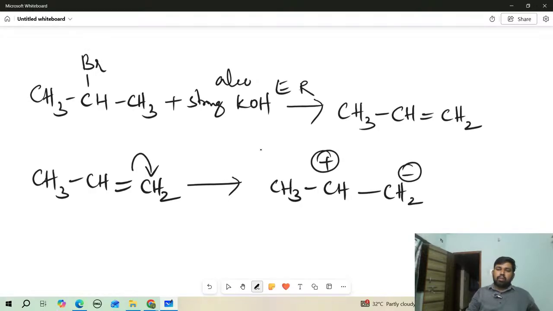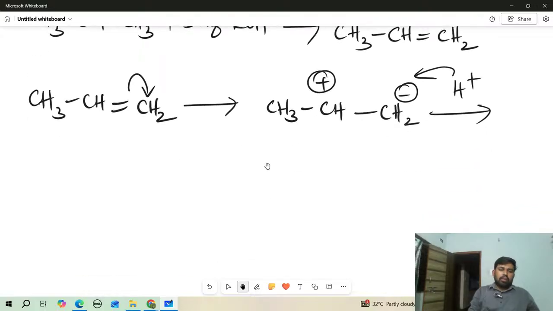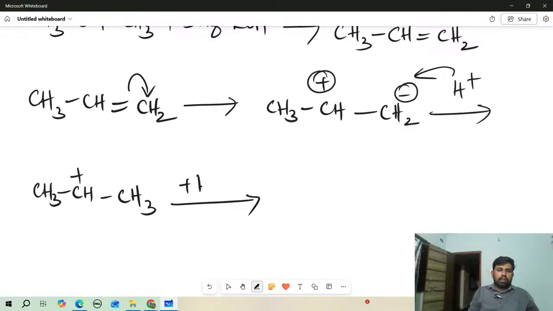For this one what happens? We are adding H plus ions and these H plus ions will attack here. Now it forms CH3, CH with a positive charge. Now we are adding the water, right? This water molecule is directly attached to this carbon.